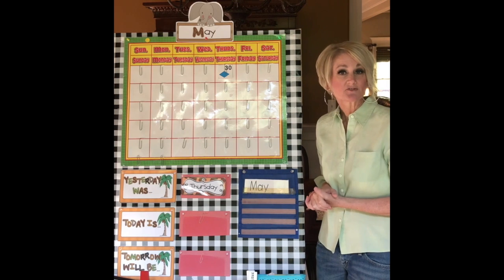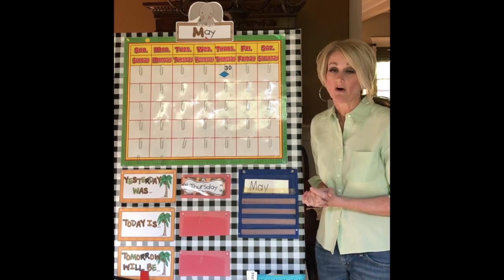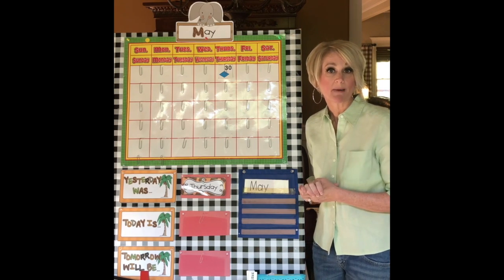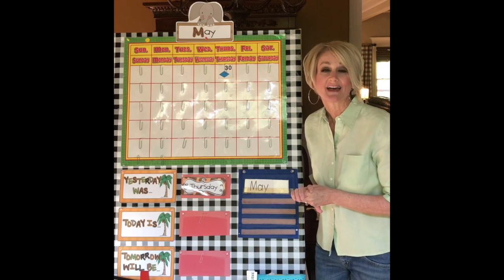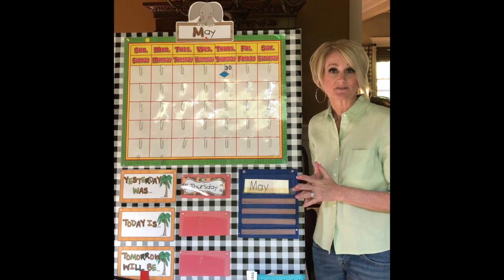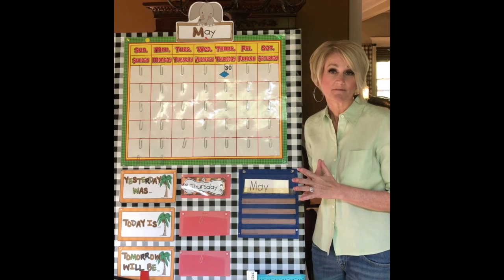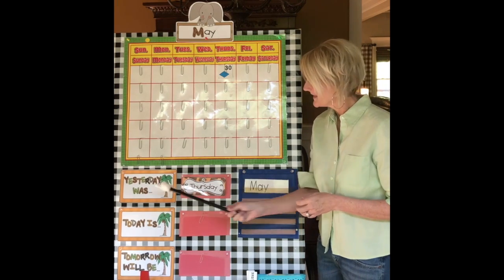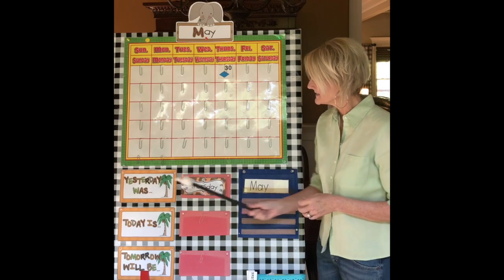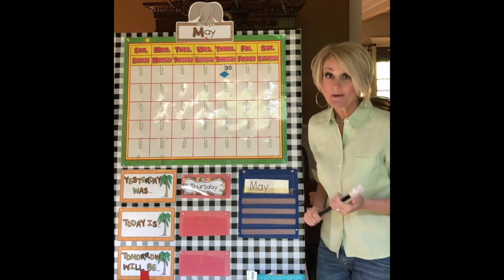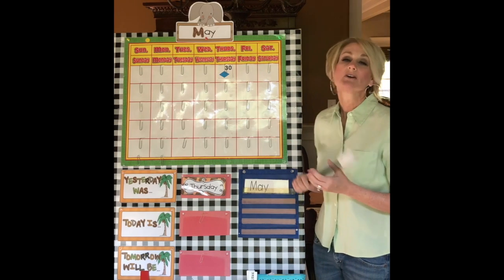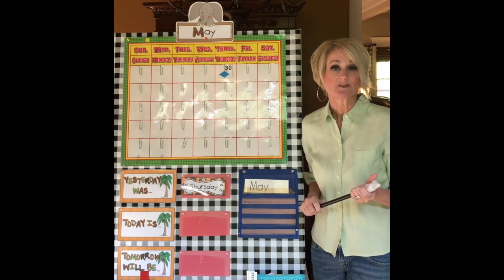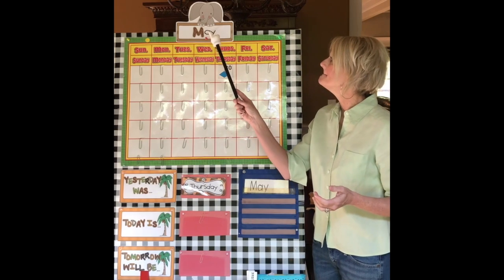So now that I have yesterday ready to go, we can read all about yesterday. But remember, yesterday was the last day of what month? Yes, April. So when we read all about yesterday, we are talking about the month of April because yesterday was April. Okay, let's read together. Yesterday was Thursday, April 30th, 2020.